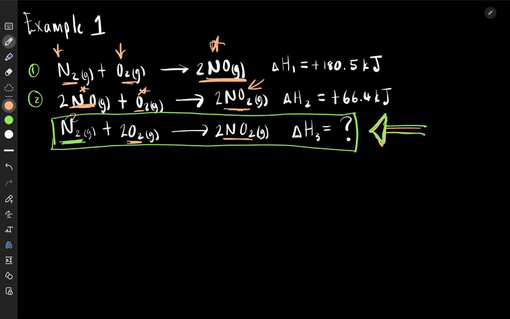And how many moles is it? 1 mole. Then I go to this number 1. Where is the nitrogen? At the reactants side. And how many moles? 1 mole. So I'm going to take reaction number 1 as it is, because I have exactly what I want.